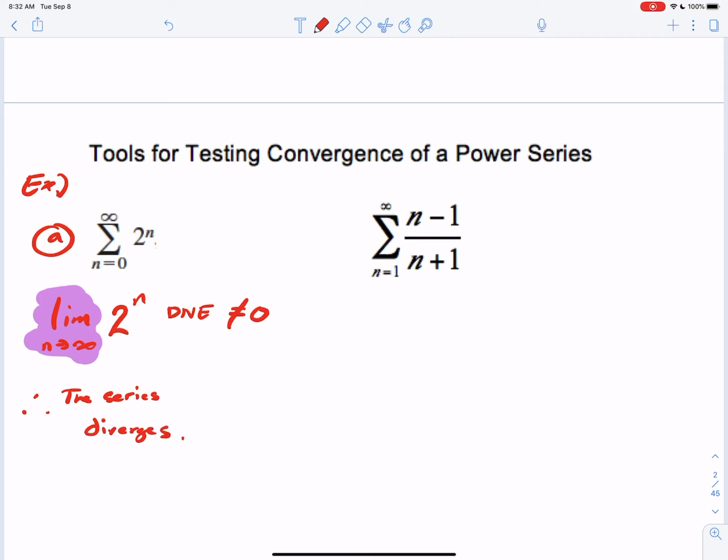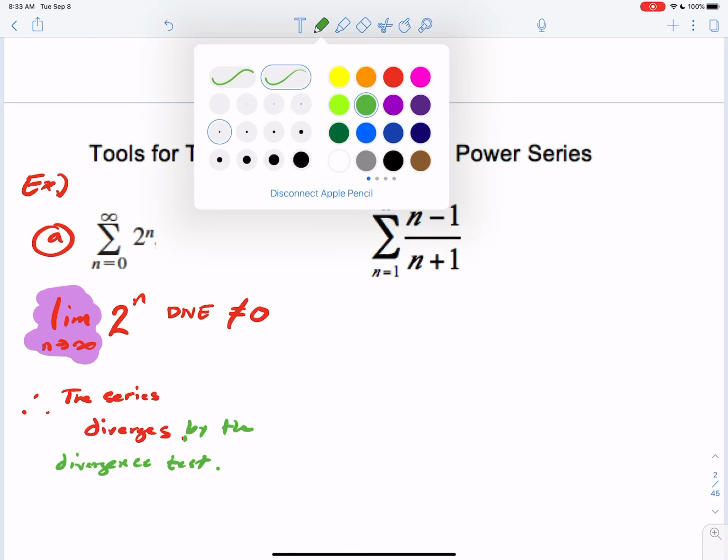Anyways, the series diverges. Let me write this here. Now, every time you state whether a series will diverge or converge, you have to state how. Like, how did you know? What test did you run? So by the divergence test or the nth term test, it's up to you. And there you go. Okay, you'll get a better handle on this once we do a couple more, but that's basically it. So we run a test and then we make a conclusion.